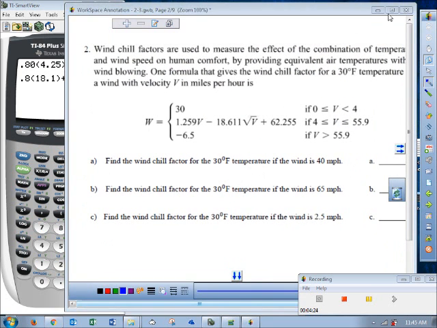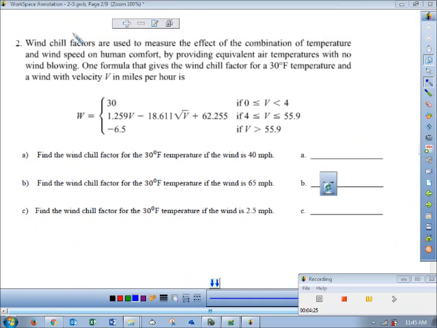Let's try another one. Something you should know quite a bit about in Kansas is the wind chill. You know, it gets pretty cold in the wintertime when the wind's blowing. So we know what wind chill is. This formula down here below gives the wind chill factor when it's like 30 degrees out. So if there was basically no wind, the temperature would be 30 degrees Fahrenheit. And then whatever the wind velocity is, that's V in this situation. This equation right here will give us what the wind chill temperature actually is.